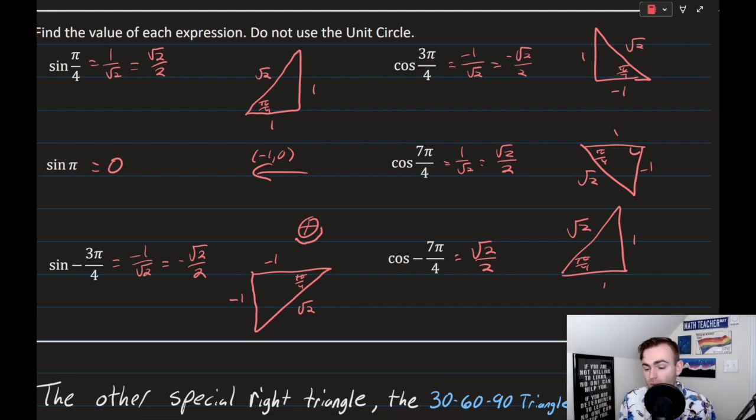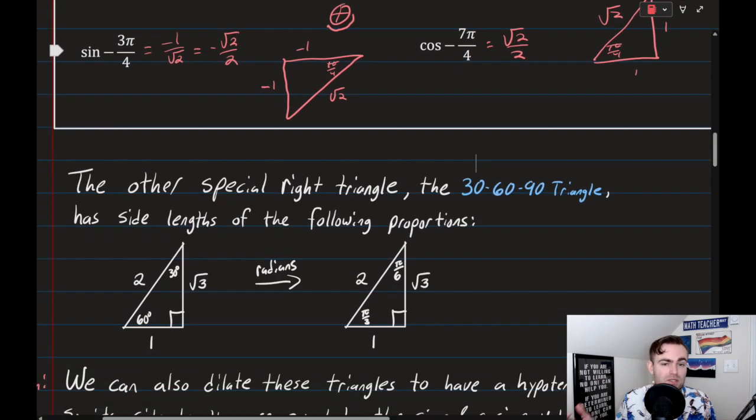We can also see something cool. All of the angles that had a denominator of 4, their answer for sine and cosine was positive or negative square root of 2 over 2. And that's also something you could memorize. That is a connection you can make. So what other special right triangle do we have?